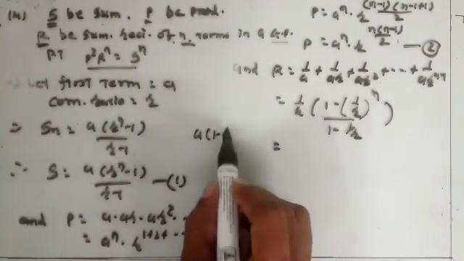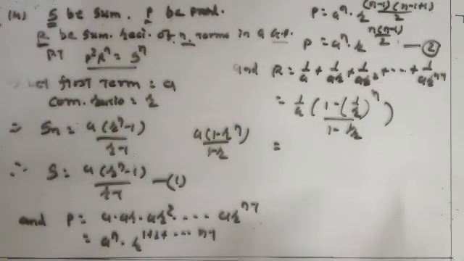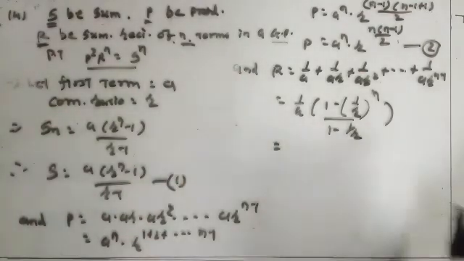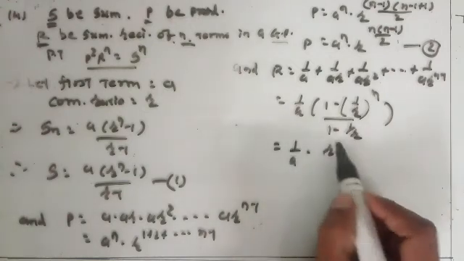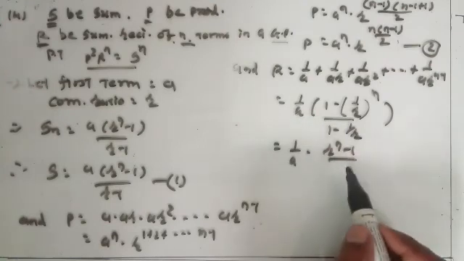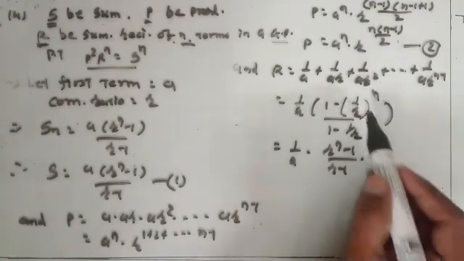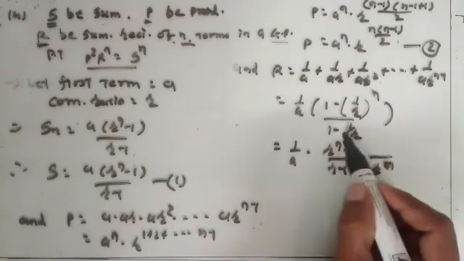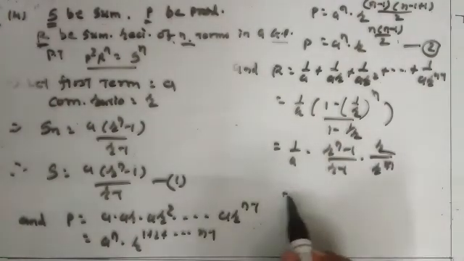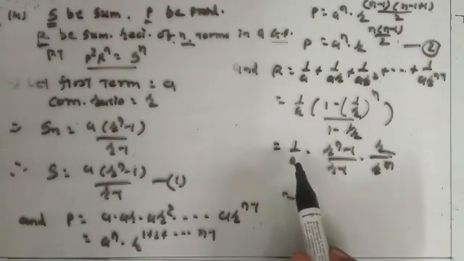Using the formula A into 1 minus r raised to n upon 1 minus r, we get the sum of n terms, 1 upon A into 1 minus 1 upon r raised to n upon 1 minus 1 upon r. Okay, now simplify this. Take the LCM: r raised to n in the denominator for the numerator, and r for the other. Okay, now simplify this.